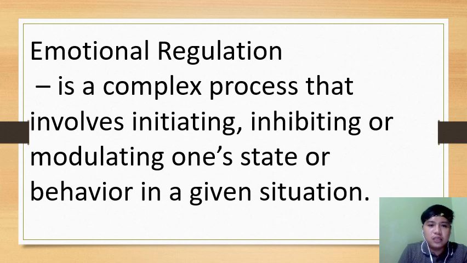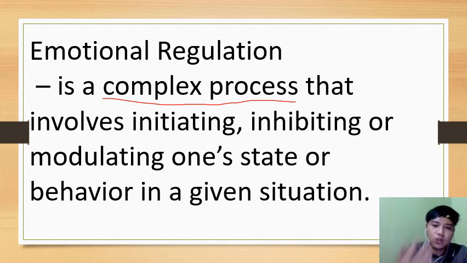Okay. So actually this is the topic, the concept of emotional regulation. It is a complex process because it involves three activities. You can initiate your emotion. When we say initiate, you can introduce your emotion, you can inhibit, depress or suppress your emotion, you can modulate from a higher percentage of happiness to a lower one. So you can regulate your emotion based from a given situation.